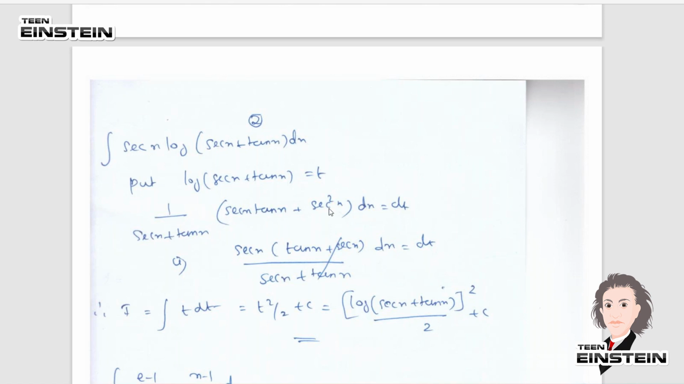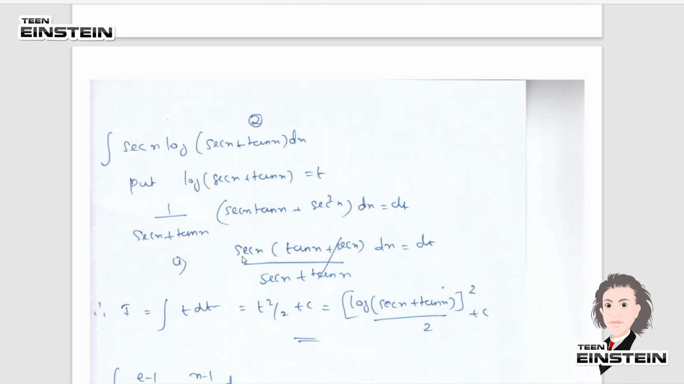Now simplify this term. In the numerator, secant x is common, so take it outside: secant x into tan x plus secant x, upon secant x plus tan x. So secant x plus tan x will get cancelled. What I'm getting is secant x dx is equal to dt. In the given problem, I'm having secant x dx.